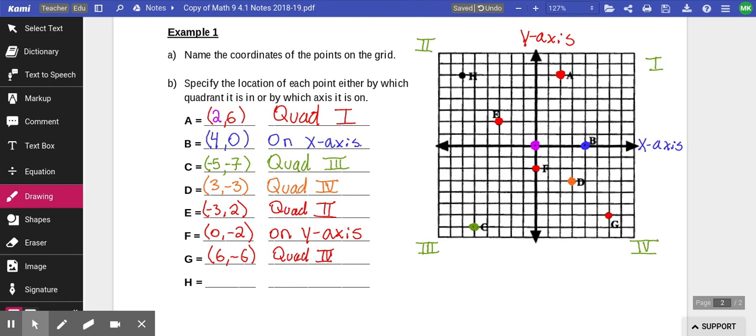The last one is H. It's way up here in the top left. You want to do left, right first. So left, 1, 2, 3, 4, 5, 6. Oh, I lost count. 1, 2, 3, 4, 5, 6. It went 6 to the left. And it went up 6. And we say that's in quadrant 2. Awesome. That is finding the coordinates of a point on a Cartesian plane. You're welcome. You need to be an expert at that skill.